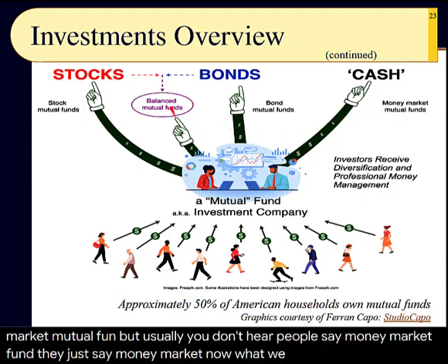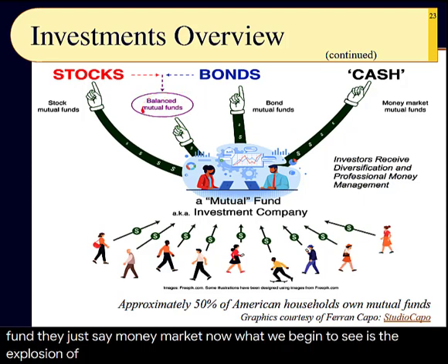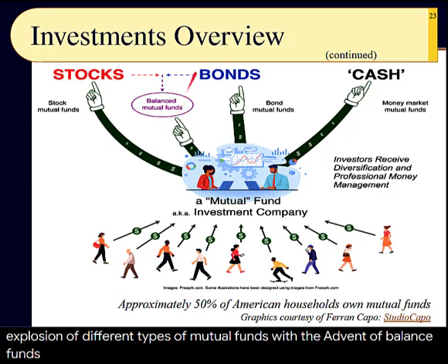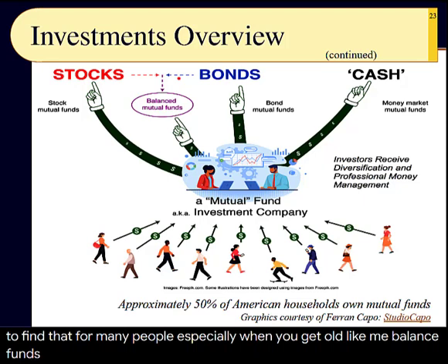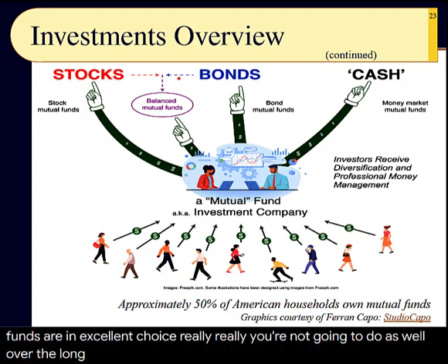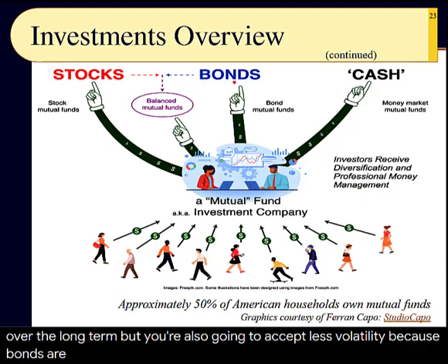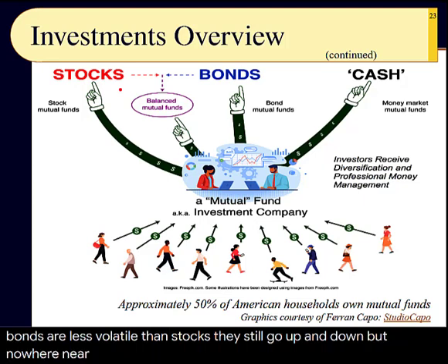Now, what we begin to see is the explosion of different types of mutual funds with the advent of balanced funds, mutual funds that invest in both stocks and bonds. And we're going to find that for many people, especially when you get old like me, balanced funds are an excellent choice. You're not going to do as well over the long term, but you're also going to accept less volatility, because bonds are less volatile than stocks. They still go up and down, but nowhere near as much as stocks.